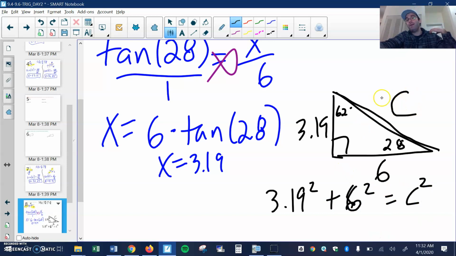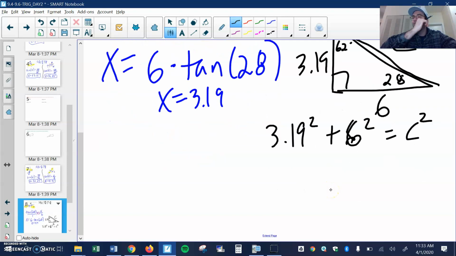Not all of us may get the same answer for C. We'll get around the same answer, but because of our rounding, it may be different. If you didn't put it as 3.19, maybe you put it as 3.2. You may get a little bit different, but that's okay. You want to pick the answer that's closest to it if this were to come up on a quiz.